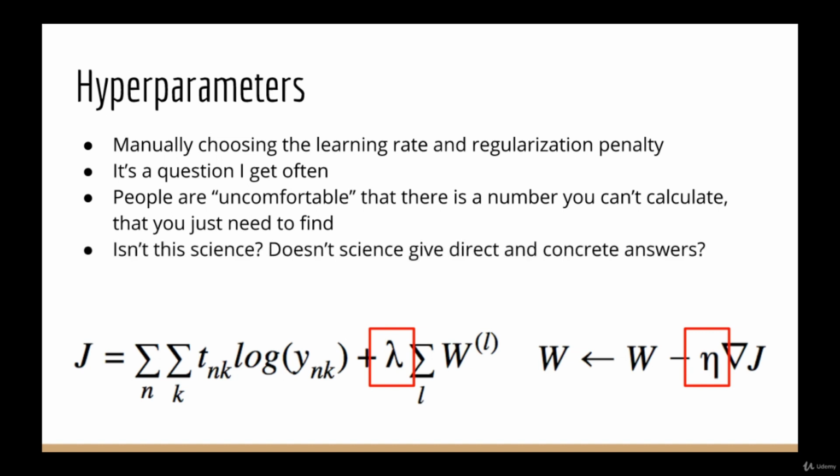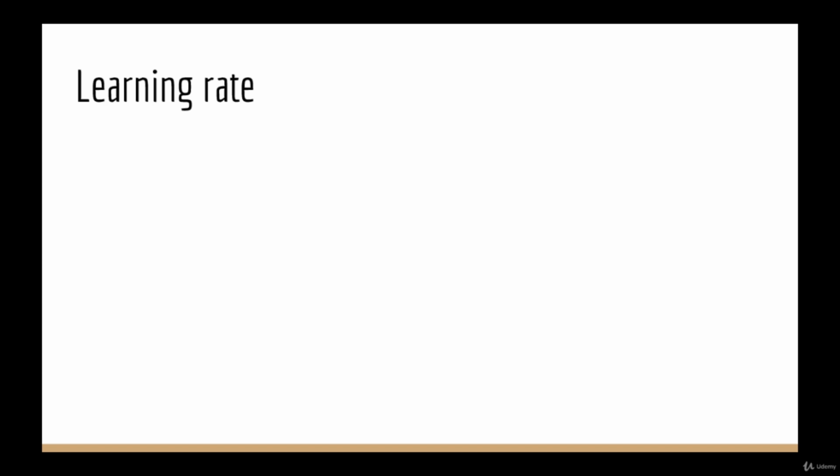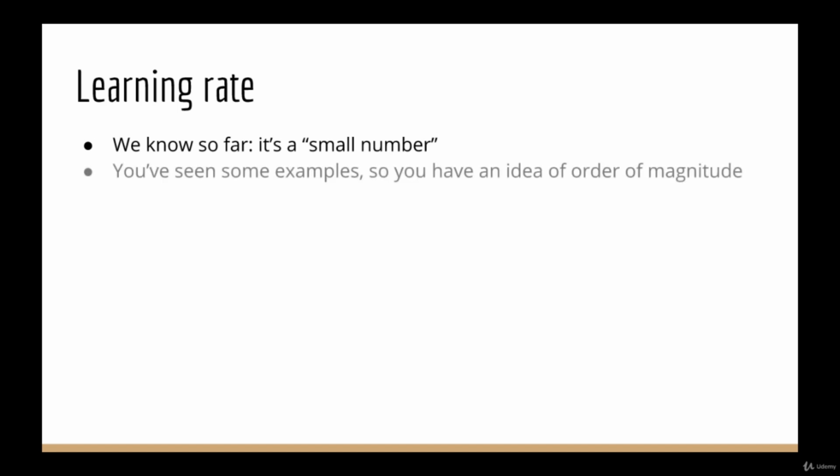It's weird because this is science, and science is supposed to give you concrete and exact answers to things, and yet here's a thing that you need to choose intuitively. So the first step is to get over this discomfort. It will get more comfortable the more data sets you work with, and the more experience you get working independently. Let's discuss learning rate first. All I've told you so far is that it needs to be a small number, and you've seen some examples.